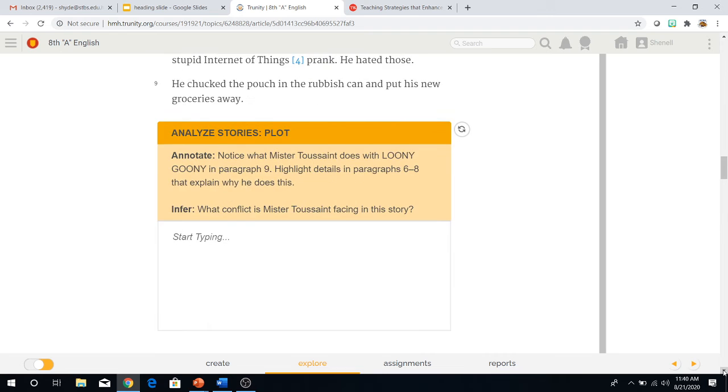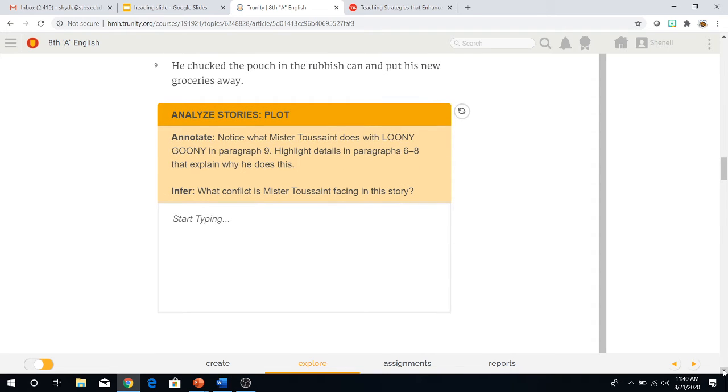Okay, paragraph 7, 8, and 9. And when you get to paragraph 9, you're going to analyze the story's plot because the plot has been presented to you, and now it's time for us to break that down and really understand what the plot is in the story. Annotate. Reminder, annotate means to underline, circle, or highlight information. Notice what Mr. Toussaint does with Looney Gooney in paragraph 9. Highlight details in paragraphs 6 to 8 that explain why he does this.